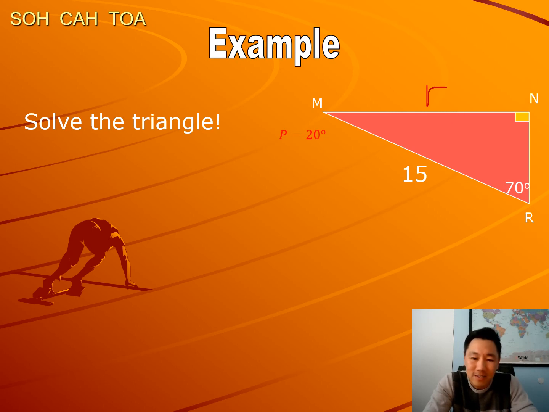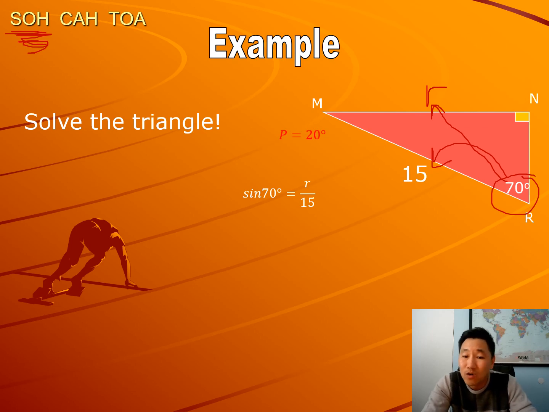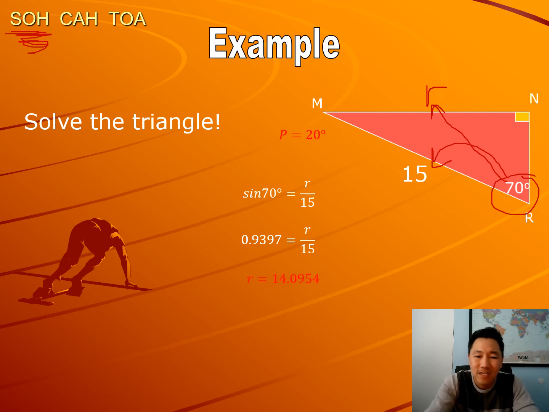Let's solve for r. Let's set it up. First thing we do, 70 degrees. How does it relate to the r and the 15? It is sine, opposite over hypotenuse. I wrote it up here just in case you forgot. So sine of 70 equals r over 15. That's the setup. Solve it out, punch sine into the calculator, and then multiply both sides by 15. We have r.